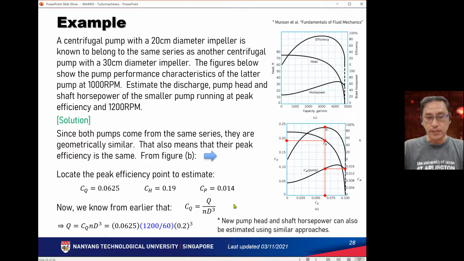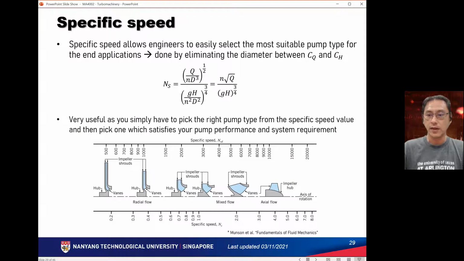I'll leave it to you guys to continue with pretty much the same procedure to find out what H is and what P is using this. I think this will be a good exercise for you. Just based on this, I'm quite sure you guys will know what to do. Now let's move on to something else.